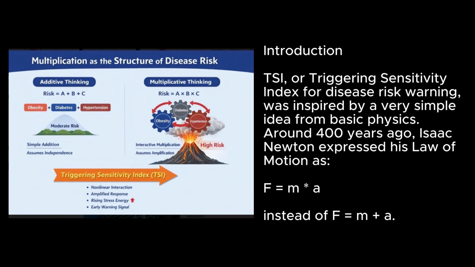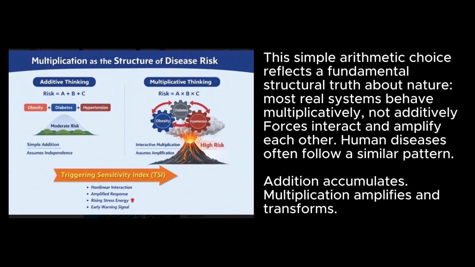Introduction. TSI, or Triggering Sensitivity Index for Disease Risk Warning, was inspired by a very simple idea from basic physics around 400 years ago. Isaac Newton expressed his law of motion as F equals m asterisk a instead of F equals m plus a. This simple arithmetic choice reflects a fundamental structural truth about nature. Most real systems behave multiplicatively, not additively. Forces interact and amplify each other. Human diseases often follow a similar pattern. Addition accumulates, multiplication amplifies and transforms.